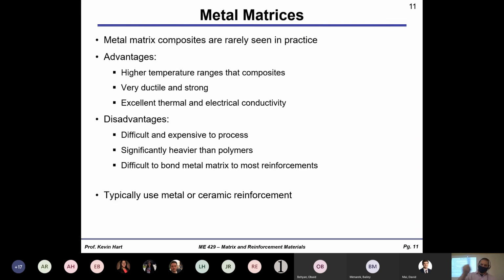Okay. Onwards to metals. Any questions about polymers before we move on?